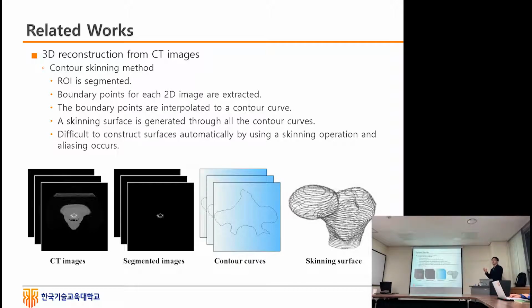After obtaining the CT images of human bodies, we can reconstruct a 3D shape using the CT images. There are many reconstruction methods. The first method is known as the contour skinning method. In this method, firstly, we must divide the region of interest into separate images, because in CT images there are many organs.